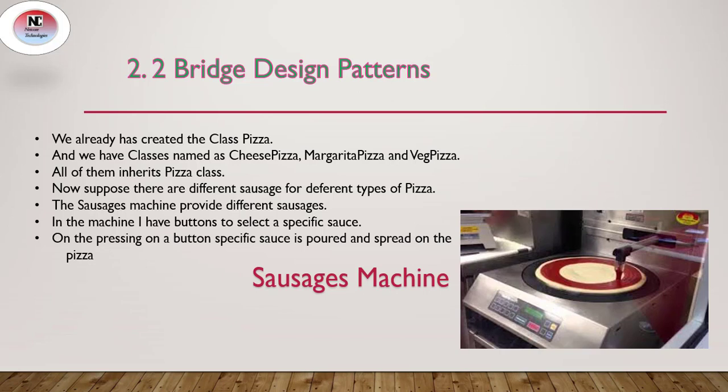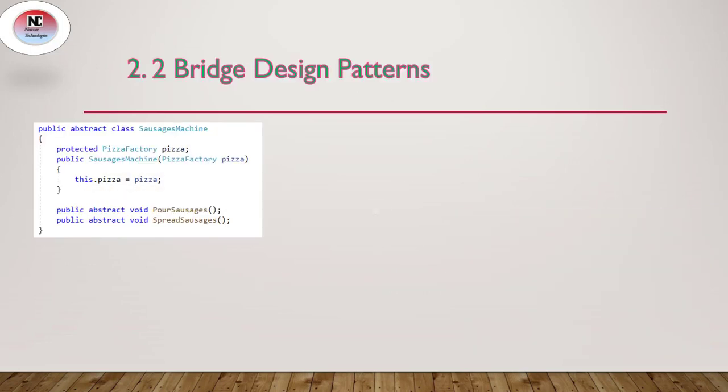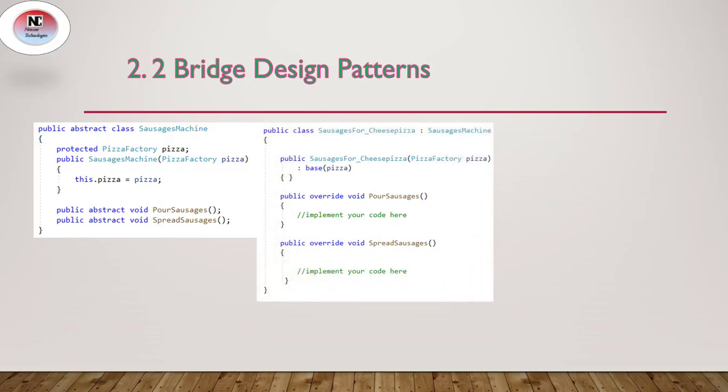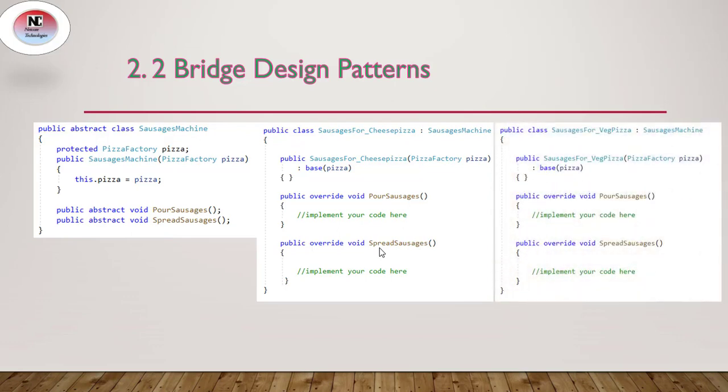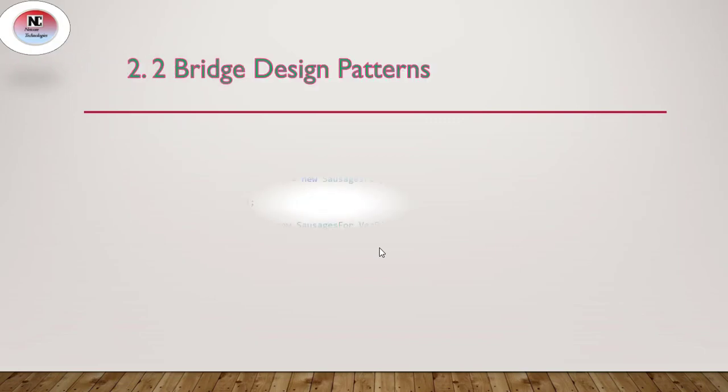This is your sausages machine. Now practically, for the specific pizza I have created one abstract class named sausages machine, which has a constructor that takes the pizza, pours the sausage and spreads the sausage on the pizza. Now this sausage machine is inherited by sausages for cheese pizza, which implements pour and spread according to itself. And in the same way we have veg pizza and margherita pizza.